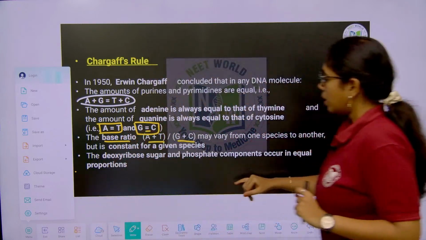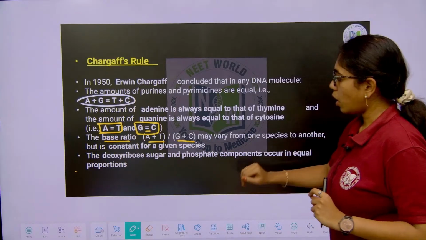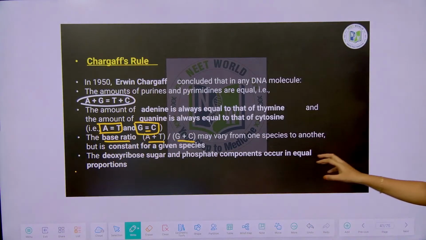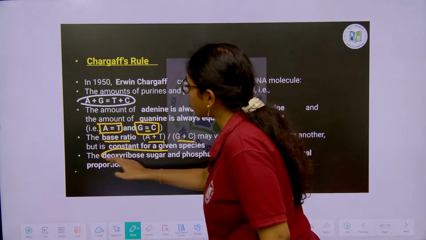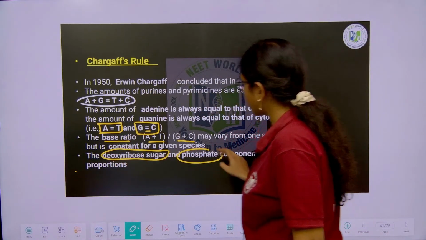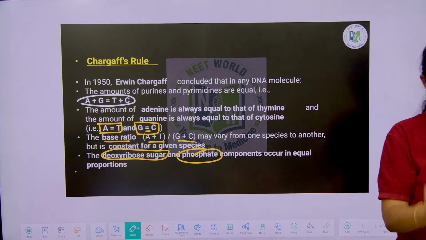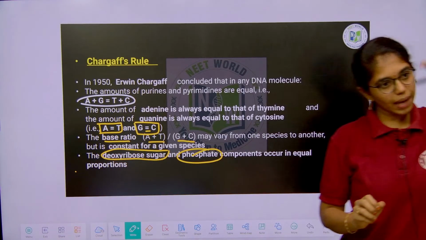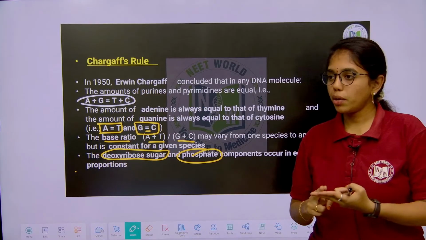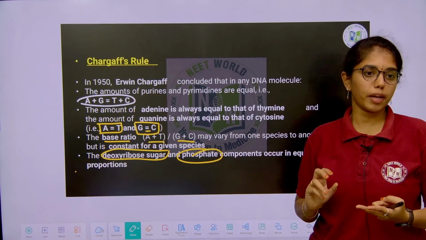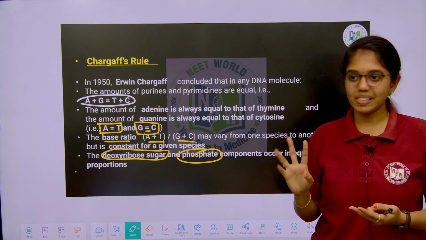And then in deoxyribose sugar, phosphate components occur in equal proportion. Like sugar and phosphate are equal. The number of sugars in the nucleotides, the same amount of phosphate groups will be there, right? Number of purines equal to number of pyrimidines. Clear with these 2 points, everybody?